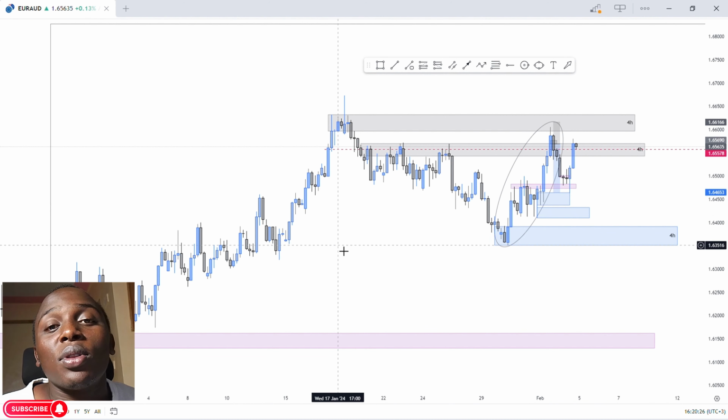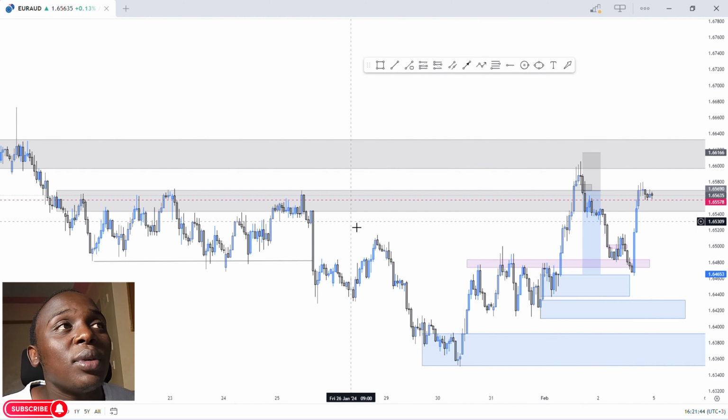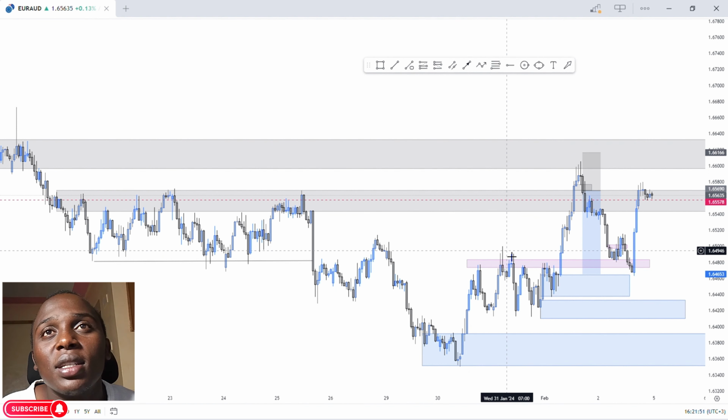So let's go on the 1 hour time frame and see how price reacted on both zones. As price was approaching this 4 hour zone right here, there was no bearish movement, or rather any bearish action happening.